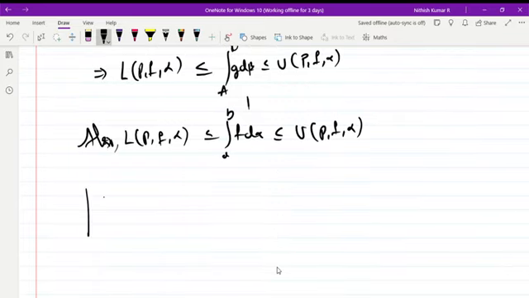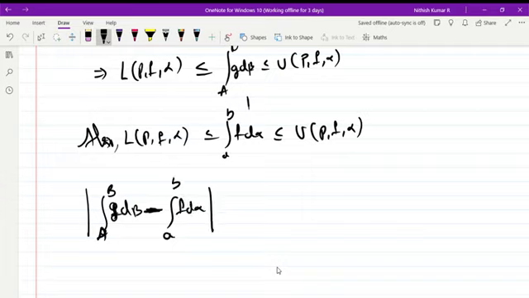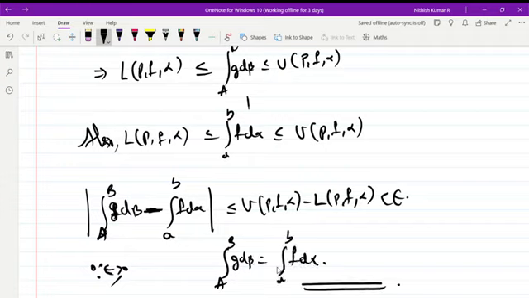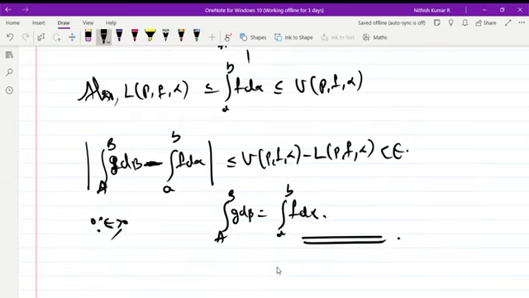Therefore their difference, that is the modulus of the integral from a to b of g d beta minus the integral from a to b of f d alpha, is less than or equal to U of P, f, alpha minus L of P, f, alpha, which is less than epsilon. Since epsilon greater than 0 is arbitrary, we get the integral from a to b of g d beta is equal to the integral from a to b of f d alpha. Hence the theorem.